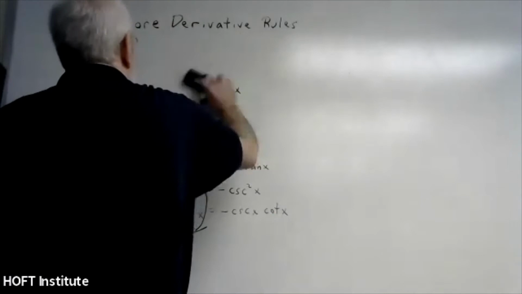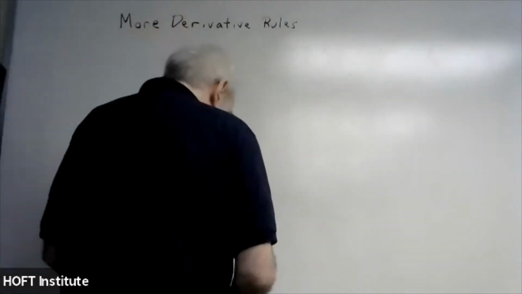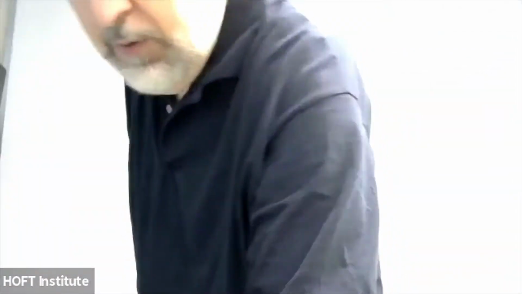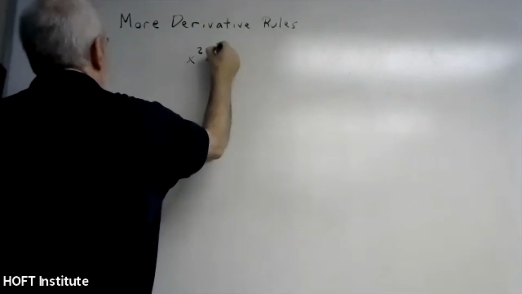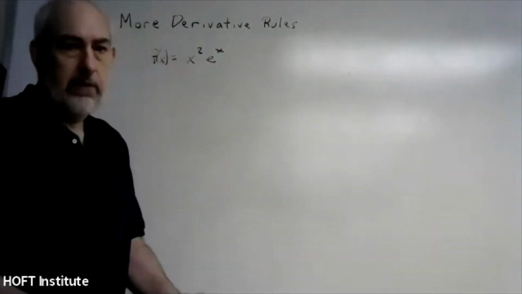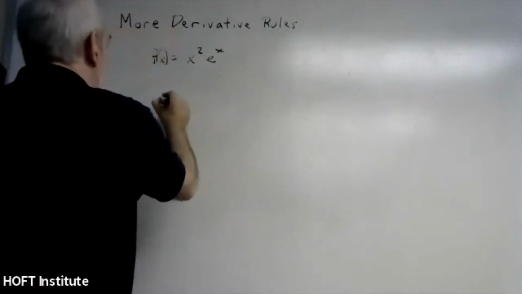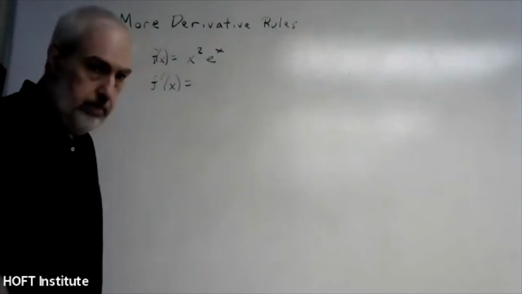of some derivatives that use exponents or trig functions. Okay, so let's do x squared e to the x is our function. Our goal is simply to find the derivative. Okay, this is a product, so we're using the product rule.